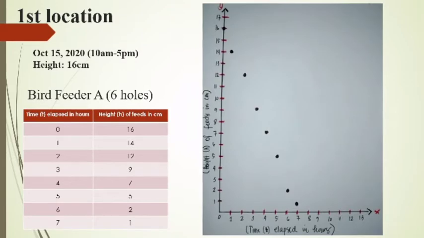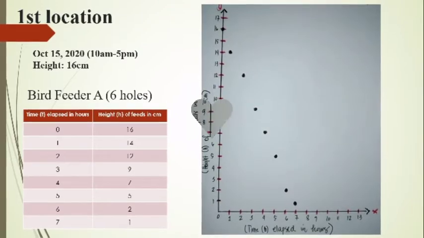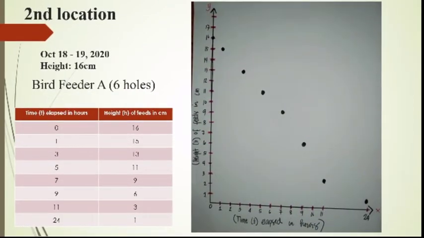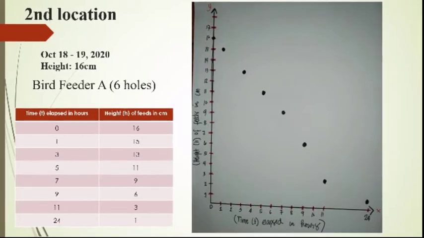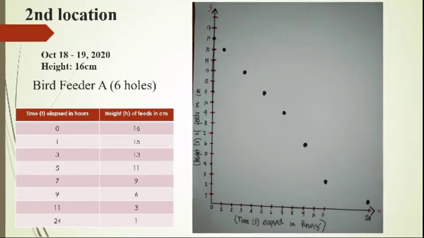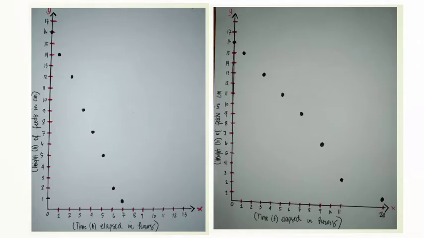Likewise, in the XY plane of the bird feeder with 6 holes, both the first location and second location, as time increases, the height of the feeds decreases. Though the time to consume the bird feeder with 6 holes is longer than the bird feeder with 4 holes because they weren't in the same location. That's why the birds adjusted to the new venue.